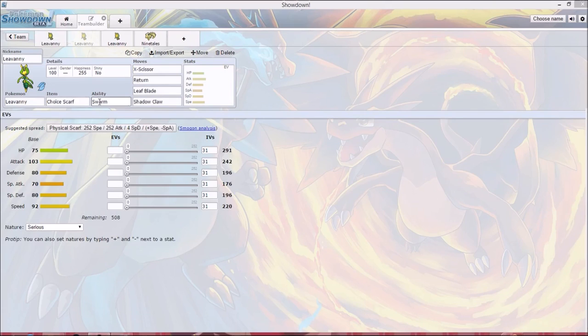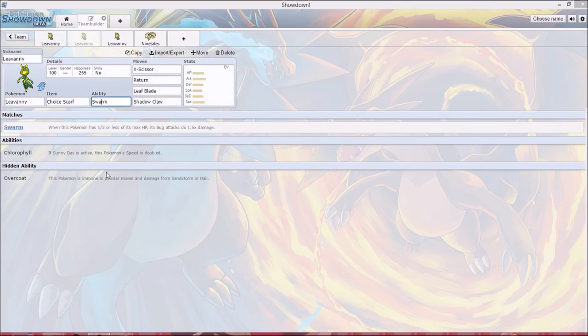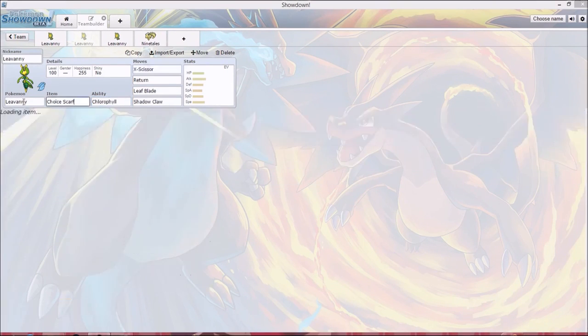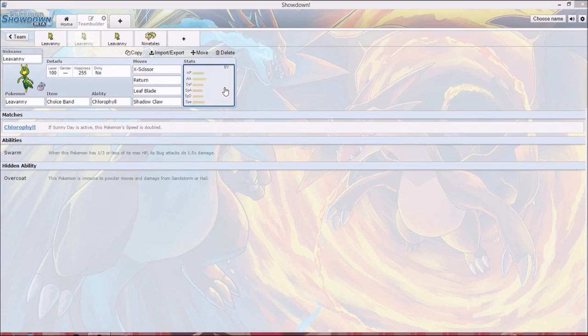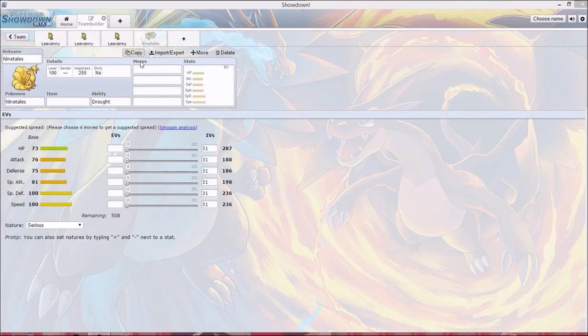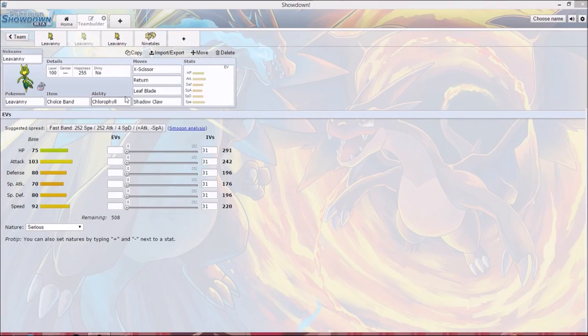Then we move on to the Choice Scarf. You don't need to go Chlorophyll with this one. If you go Chlorophyll, you could probably go for a Choice Band, couldn't you? If you go Chlorophyll Choice Band, and then you put that next to your Ninetales, running Drought, of course, then X-Scissor, Return and Leaf Blade. I haven't done these for this set. I thought I had. Oh well. Anyway, it's basically 252.